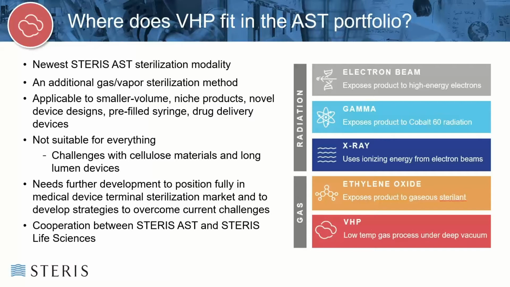VHP then is mostly applicable to smaller volume niche products, things like novel device designs, pre-filled syringes, and drug delivery devices. It's not, however, suitable for everything. The main challenges we see with VHP are around cellulose materials and long lumen devices. The problem with cellulose is that cellulose is quite absorptive. So if you have, say, paper, cardboard, or wood, the cellulose in that will absorb up your hydrogen peroxide vapor.